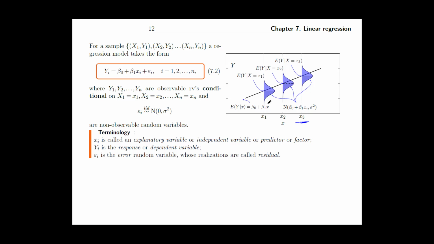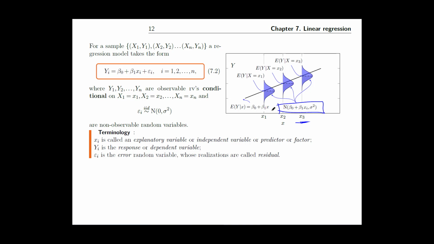Okay, so that's kind of the mental picture. These are three values of x, and these are the three distributions for y, which are always normally distributed like that, with mean given by the line, beta naught plus beta 1 xi, and the variance is sigma squared. Okay, very good.